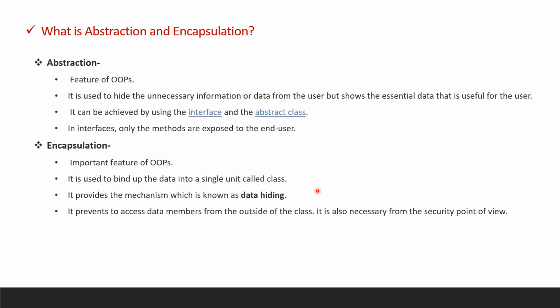Whatever is related to the data members of that particular class, access is available only within that class, and it prevents access to the data members from outside of the class, which is also necessary from the security point of view. So encapsulation means we are binding the data altogether into a single unit, in a class itself, which is known as data hiding.